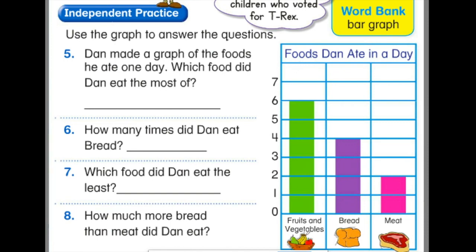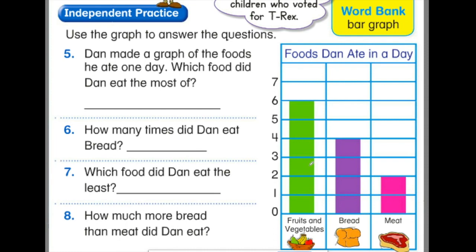Now let's look at the categories down here at the bottom. So he ate fruits and vegetables. He also ate bread, and he also ate meat. The fruits and vegetables are shown in green. The bread is shown in purple, and the meat is shown in pink. And then again, at the side, you're going to see those numbers from 0 all the way to 7. And that will help us to figure out what the bars really represent.